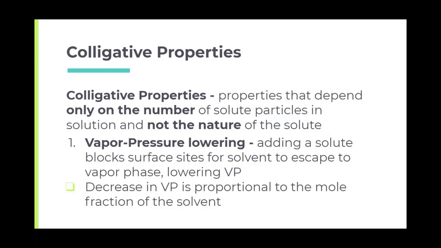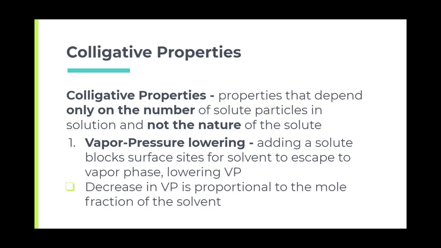So colligative properties are properties that depend only on the number of solute particles in the solution and not the nature of the solute. So that means that it doesn't matter what your solute is, it can be anything. The only part that matters in this case is how many of those particles you have in your solution. So the first colligative property that we're going to talk about that fits this description is vapor pressure lowering. Adding a solute blocks the surface sites for a solvent to escape into the vapor phase, lowering the vapor pressure.